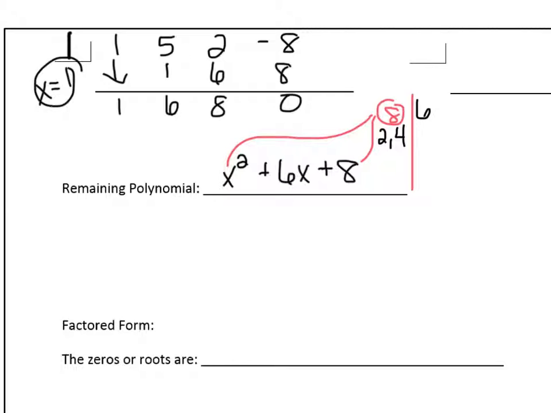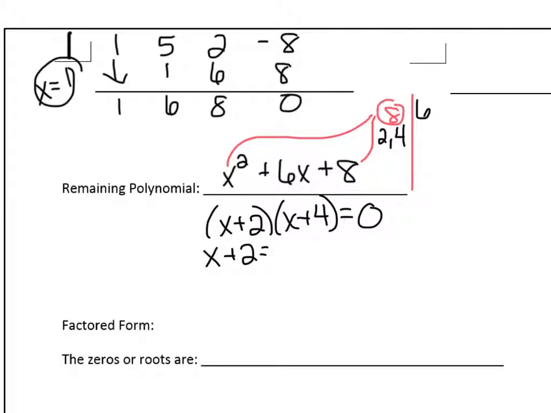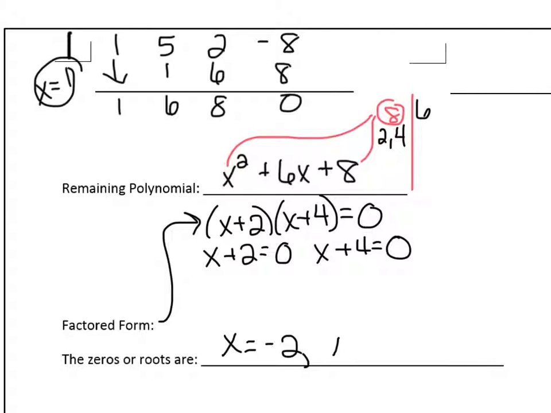So since this is a shortcut, hopefully remember that's a shortcut because our a value is 1, we can go directly to x plus 2 and x plus 4 equals 0 because we're solving for the zeros. So we go x plus 2 equals 0, x plus 4 equals 0. So what we had here was the factored form. So we have x equals negative 2, x equals negative 4, because again when you solve you do the opposite.